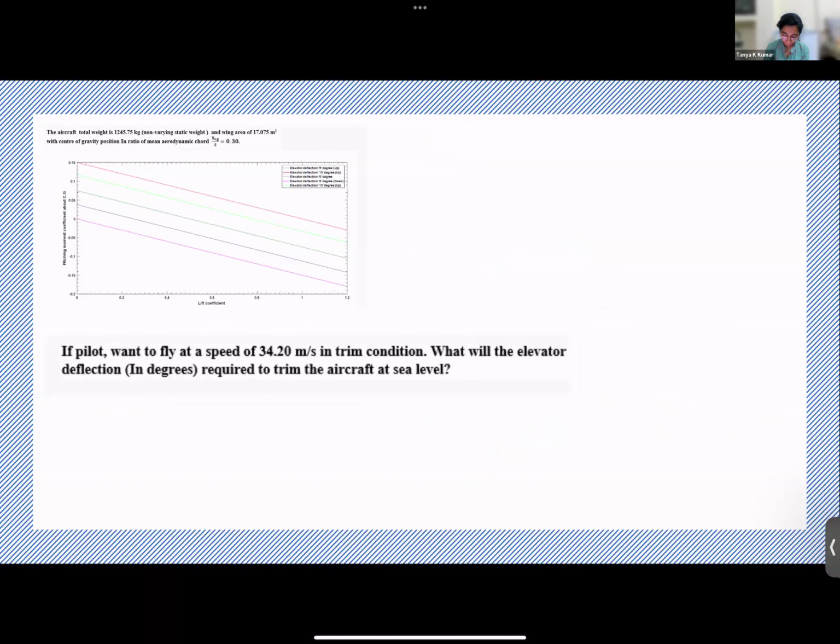Next, if a pilot wants to fly at a speed of 34.2 meter per second in trim condition, what will be the elevator deflection required to trim the aircraft at sea level? Try doing this. We need to find out CL trim for the new trim velocity. So just do it similar to the previous question. CL trim is 2W by rho V square S. Find out CL trim and then find out the delta E required to trim at this CL. You know the delta E required formula, just plug it in and try doing it.